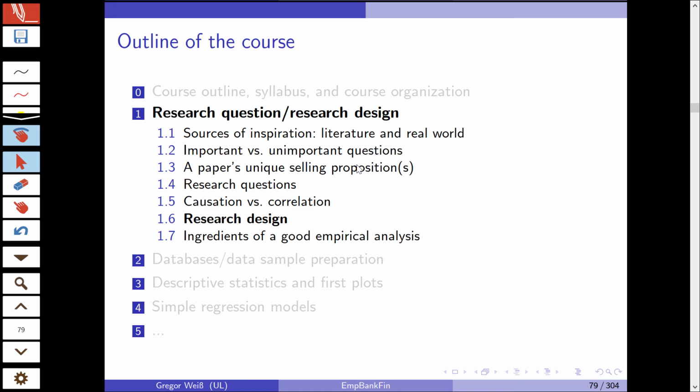So this is section 1.5. In the next video we'll be talking about the research design.